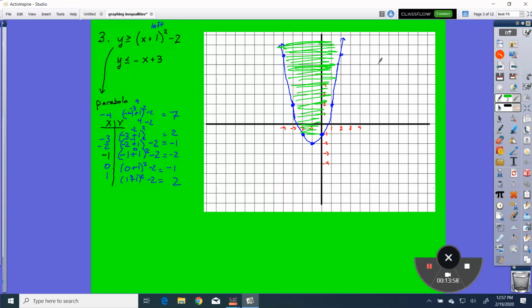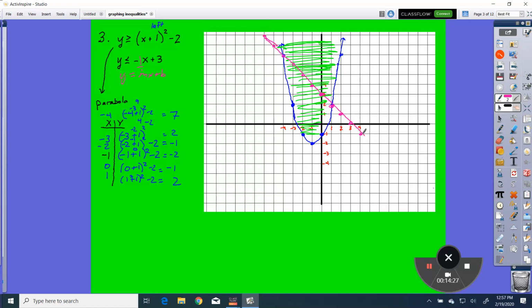Now this is a linear equation now. Y equals mx plus b. B is 3, m is -1. Even though they don't write it, it's -1 over 1. So I start at 3. I go down 1, right 1, down 1, right 1, down 1, right 1, down 1, right 1. Same pattern continues up here. Okay, it's a solid line because it has an equal with it.